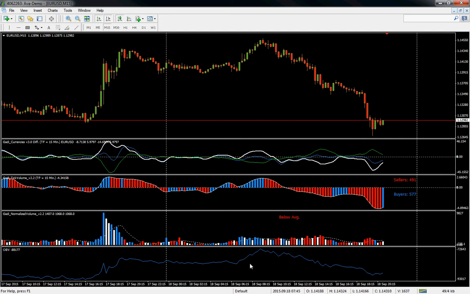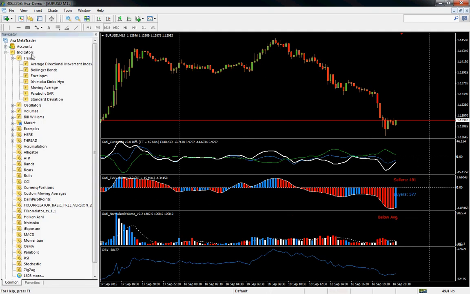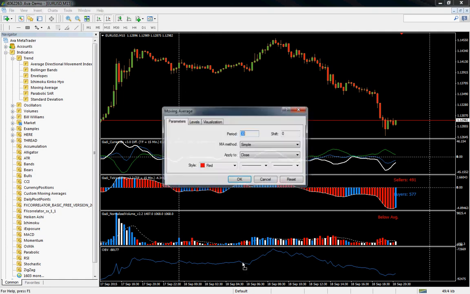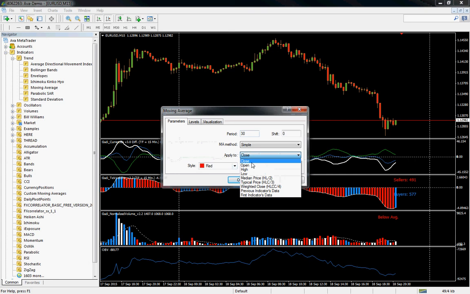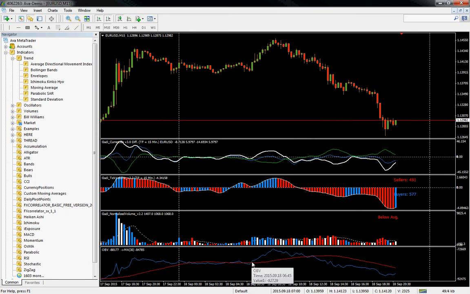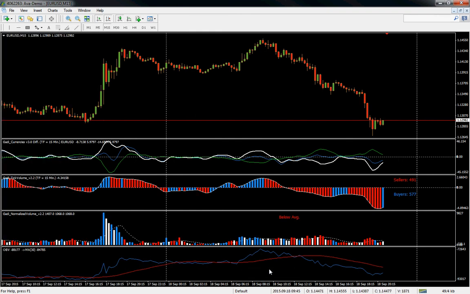Now I put a moving average on here. I haven't put it on here because some people might not know how to do that, so I'm going to do it now. Go into your navigator panel, go into trend, moving average, and drag it onto that panel and change that there to previous indicator data. Simple 30, I've got it in red and it's here. If you didn't change that to previous indicator data, it would end up in the main window rather than in the indicator window.